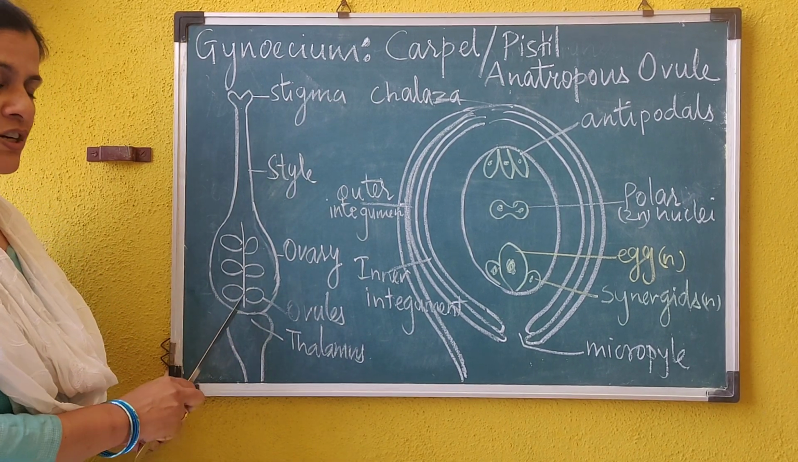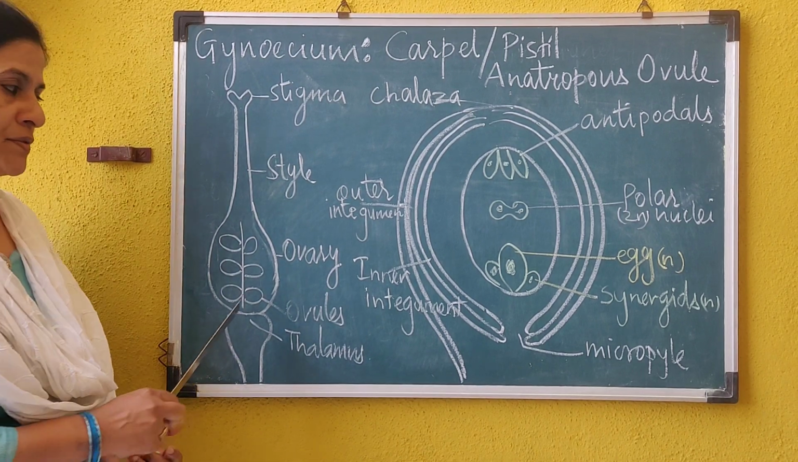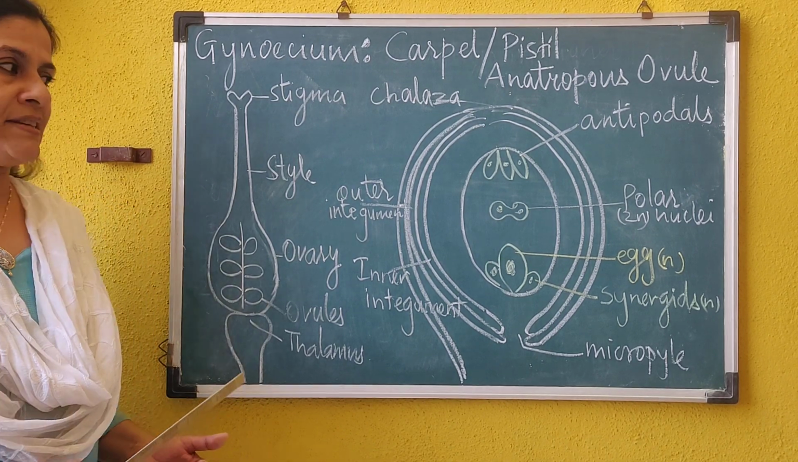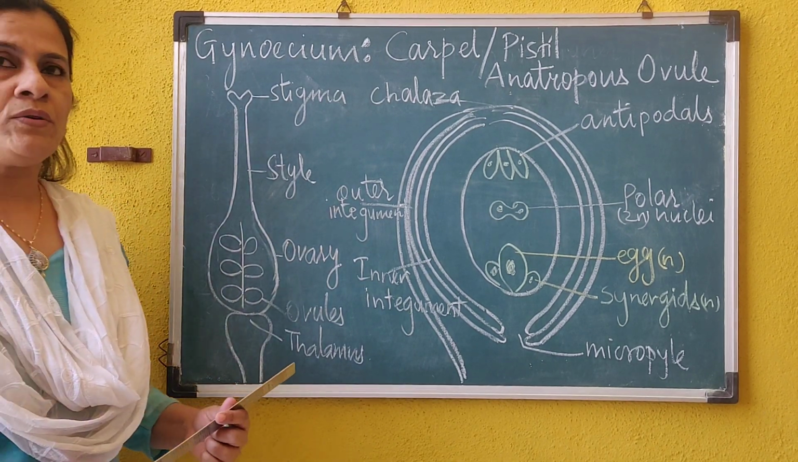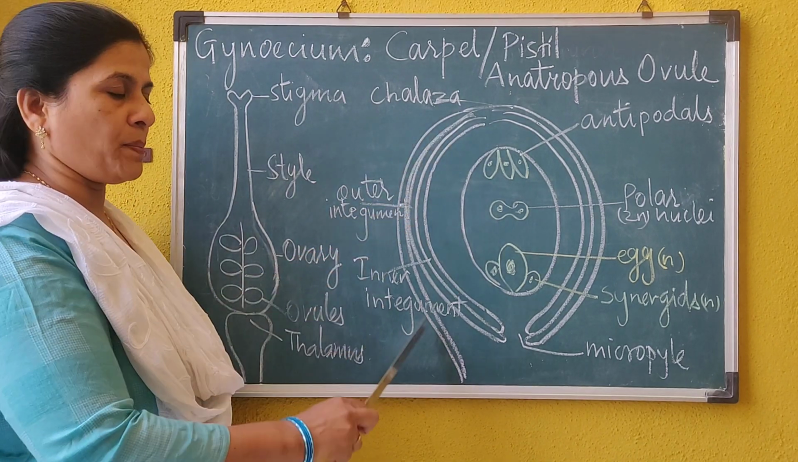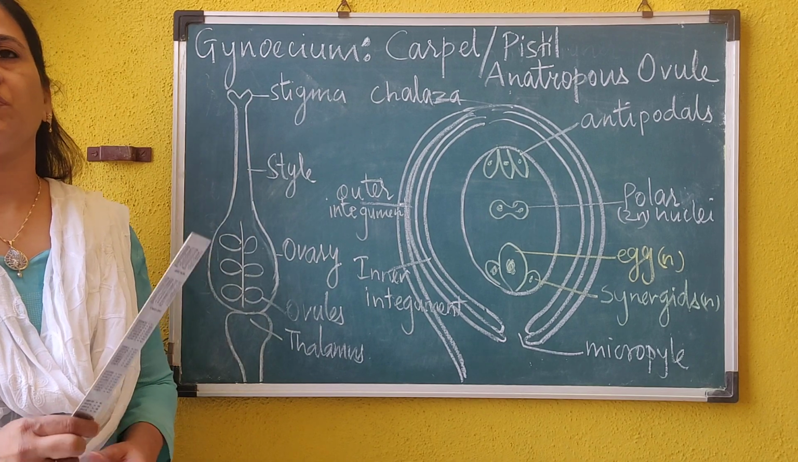The arrangement of the ovule on the placenta is called as placentation. There are 4 types of placentation which you have already seen in 11th standard. Now ovules in most of the angiosperms are anatropous. Anatropous means the ovule is bent to 180 degree.